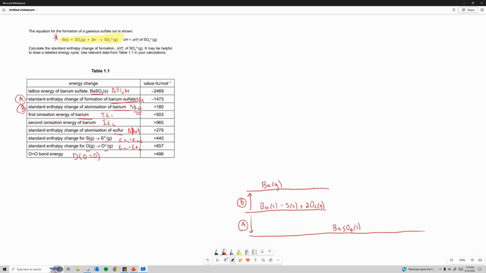Now, I still need to put all of these other things. So I'm going to put plus S solid plus 2O2 gas. I don't worry about it being too neat. Next, I'm going to then ionize the barium.